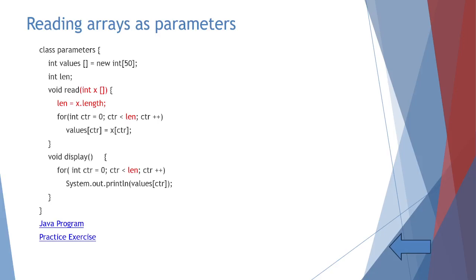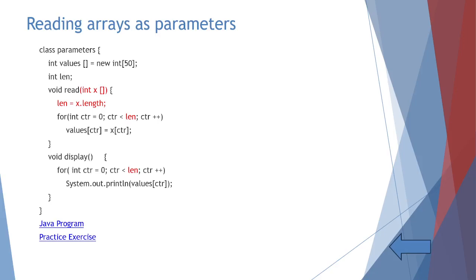Now, in the BlueJ environment, we can read arrays as parameters. For example, void read (int x[]). This is a parameter. The user may enter, instead of 50, 5, 10, whatever it may be, so we take the length of x as the final length. Now one for loop takes len as the maximum and stores whatever is in the parameter variable, x of ctr, into values of ctr. Values is an instance variable, a member variable. So whatever is in the parameter is being stored in the member variable values.